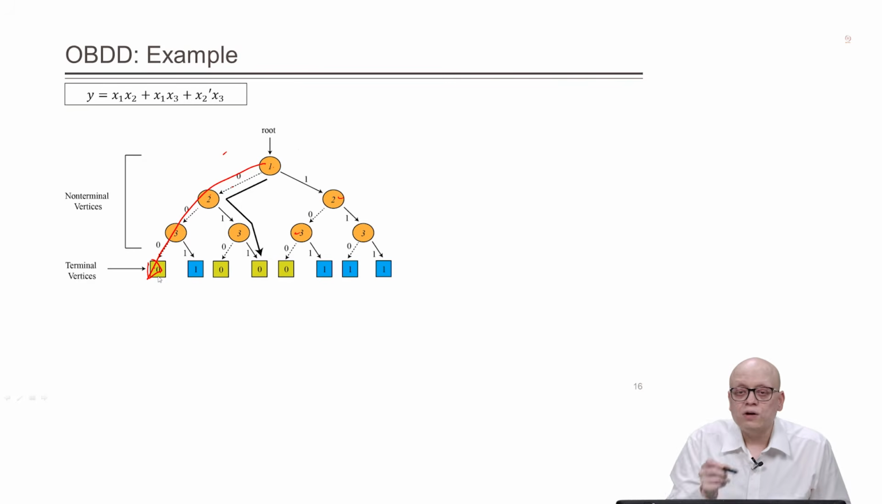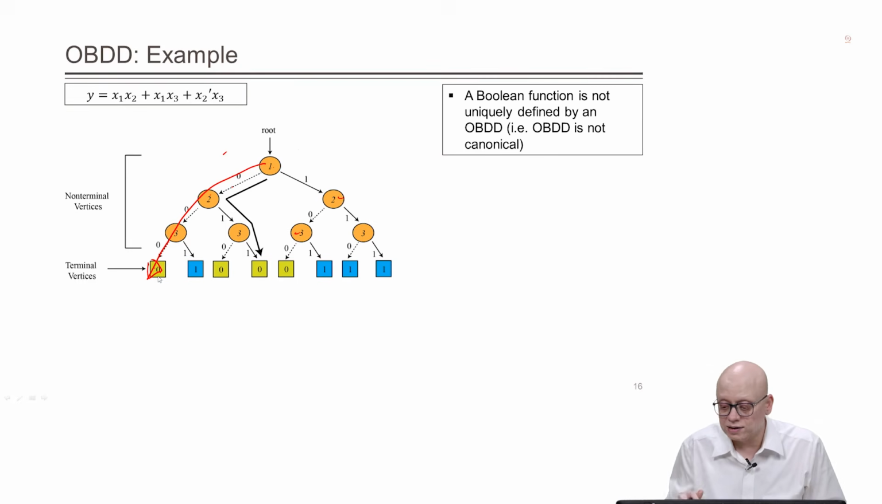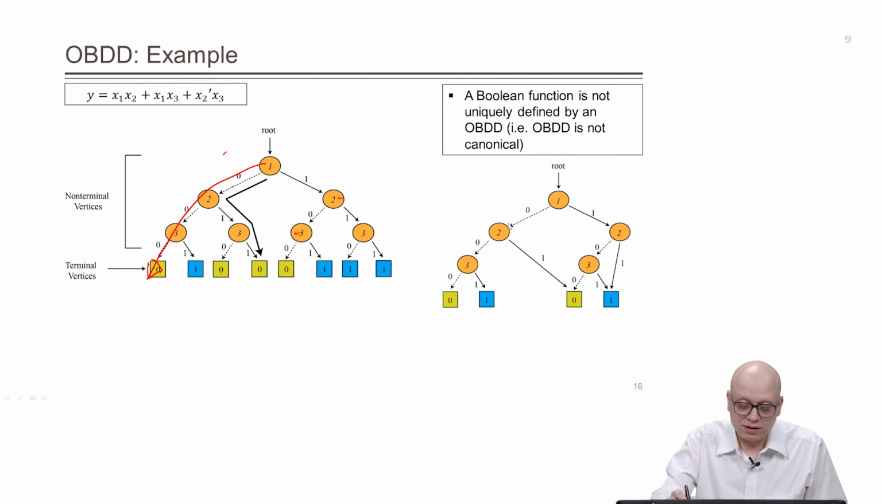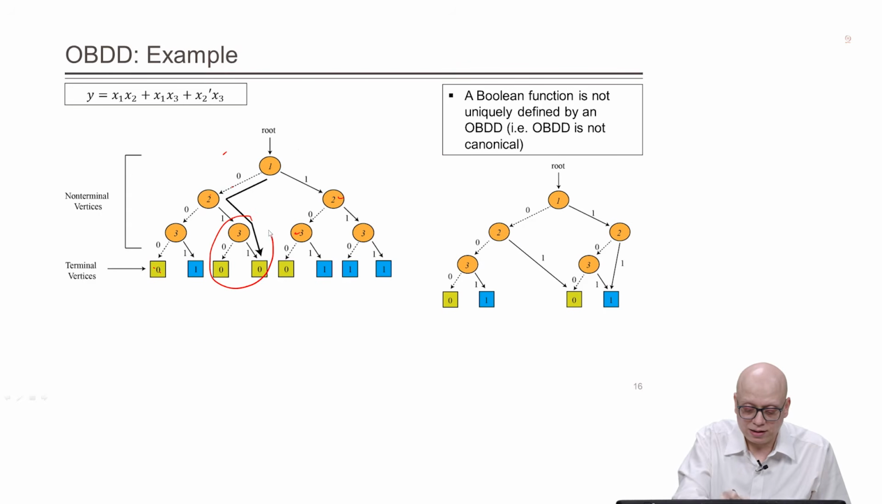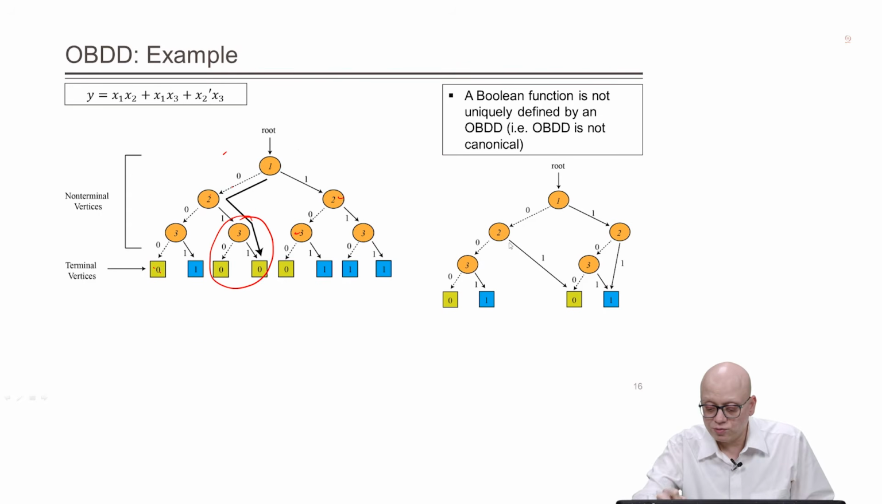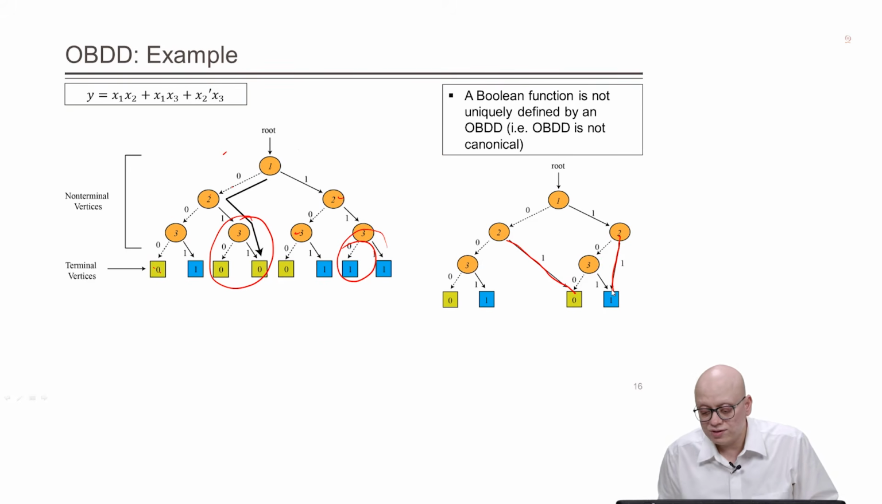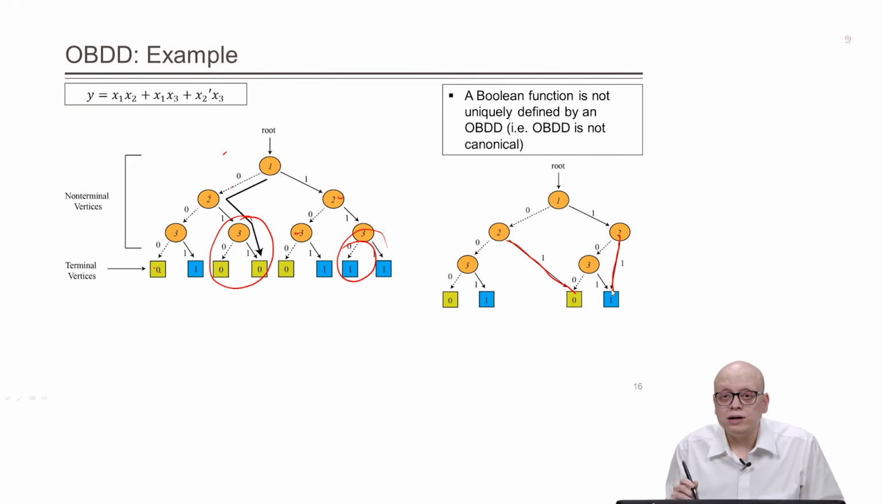For example, we can represent the same function in another way. So, this part, we say that this part is nothing but 0, and therefore, we take an edge from here to here. And similarly, this part is nothing but 1, and therefore, we take an edge directly from 2 to the leaf. Now, this is also an OBDD.